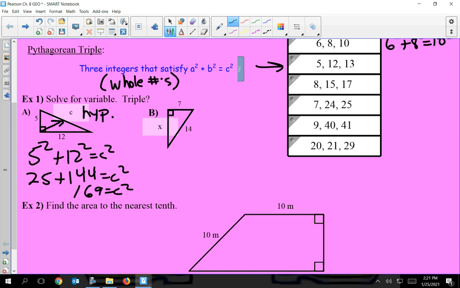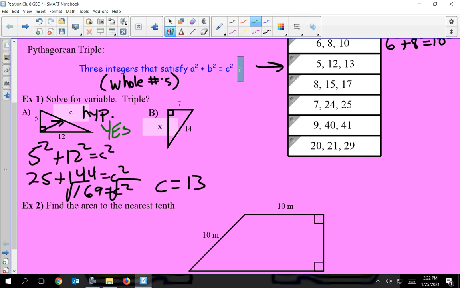At this point, remember, if we want to get c all by itself, we take the square root. So you want to use your square root button on your calculators for right now. We'll do some simplifications later on, but that comes out to be 13. Okay, so that's a Pythagorean triple, and that's what it was kind of asking. Is it? Your answer would be yes. Okay, so that's how you want to do that.